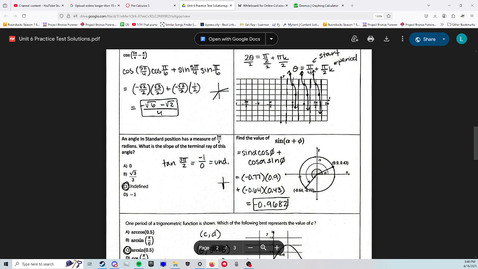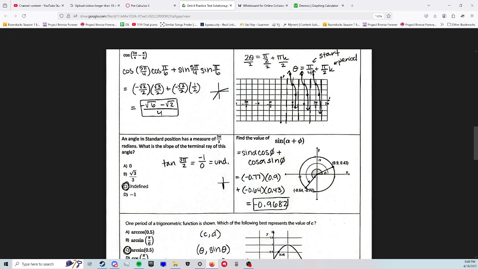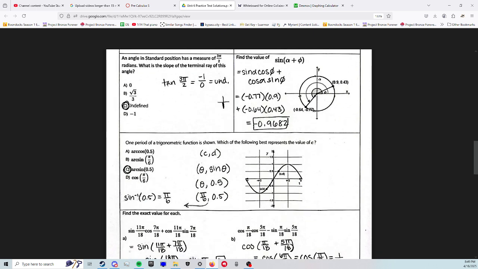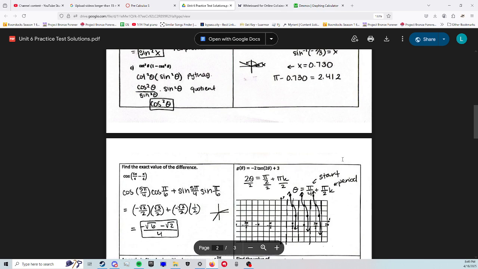So this would be undefined. And this is all fancy talk. All you need to know is measure 3 pi over 2 and what is the slope, because all of that is just extra material right now.